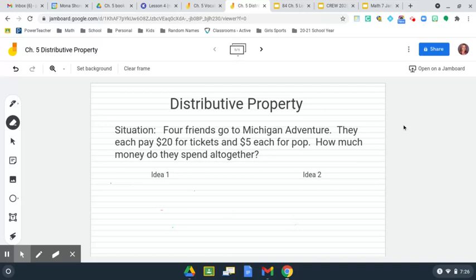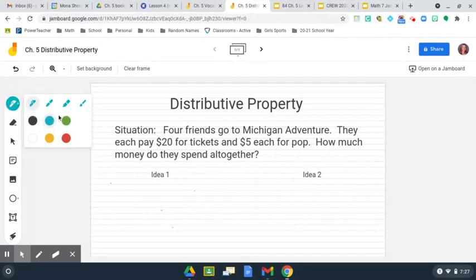Okay, here we go. So this is the example I want to just talk about with you for a few minutes. Let's say, for example, you're given this situation. 4 friends go to Michigan Adventure. They each pay $20 for tickets, which is a pretty good deal, and $5 each for pop. How much money do they spend all together? And so I put idea number 1 and idea number 2.